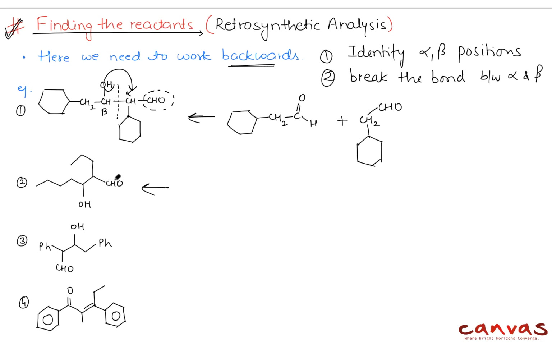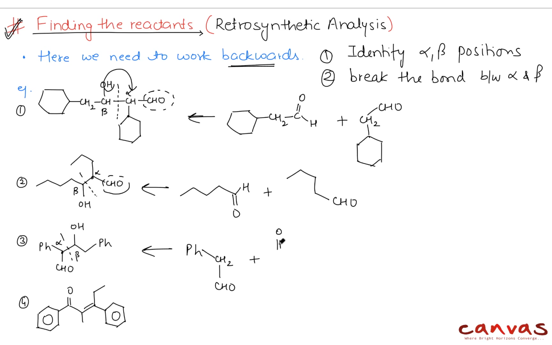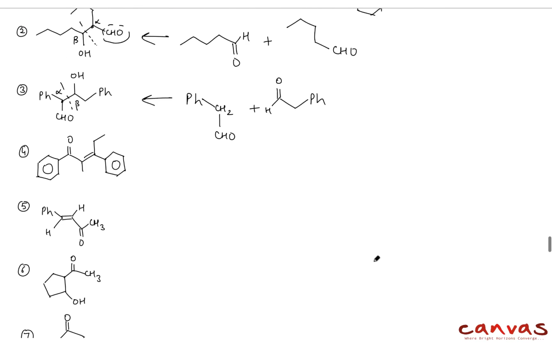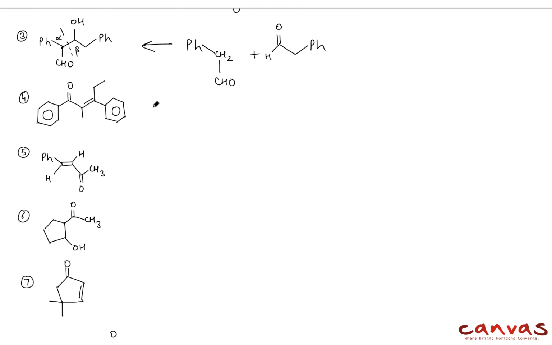Here also, this is the CHO functional group. This is your alpha position. This is your beta position. You break the bond here. So what are you getting? H plus this one. In this case, this is your CHO, this is your alpha position, this is your beta position. So what you are getting is CH2, CHO plus. Okay. So you can see how easy this retrosynthetic analysis is.